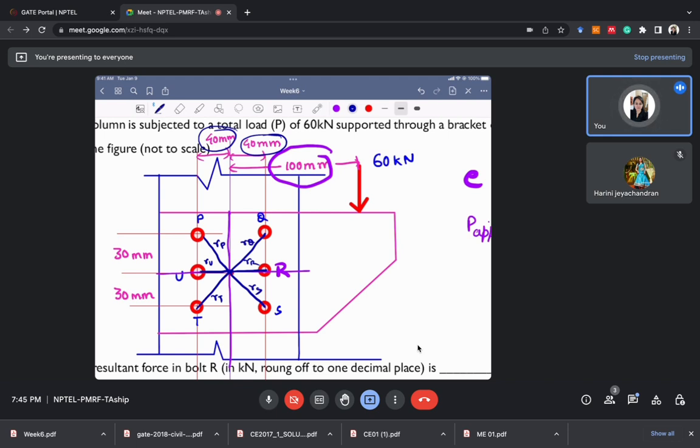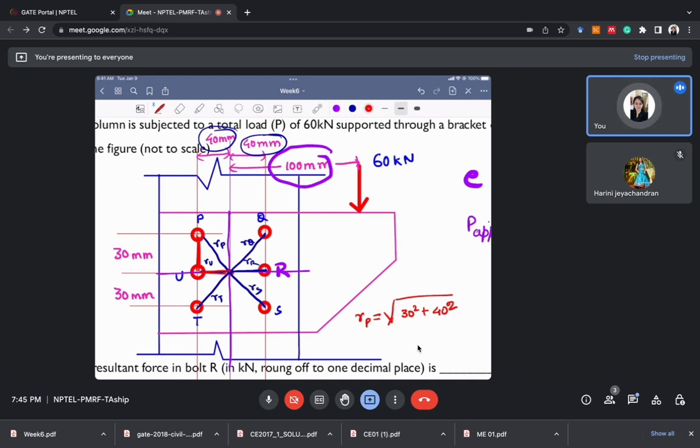What is the value of RP? We'll again use the Pythagoras theorem here. This distance is given to us, which is 40. This distance is given to us, which is 30. How we'll calculate RP? RP will be under root of 30 square plus 40 square. So in this way, we will calculate the value of RP in this question.